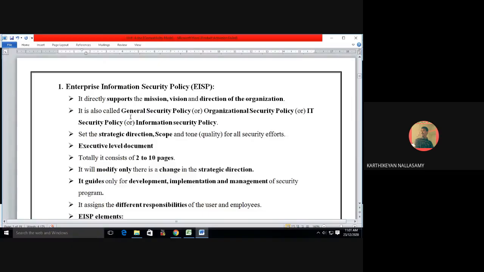Okay, the first one is called EISP, the Enterprise Information Security Policy. The EISP mainly focuses on your entire organization, the whole organization, so it must support the vision as well as the strategic planning of an organization. It is also referred to as a general security policy, organization security policy, IT security policy, or information security policy.